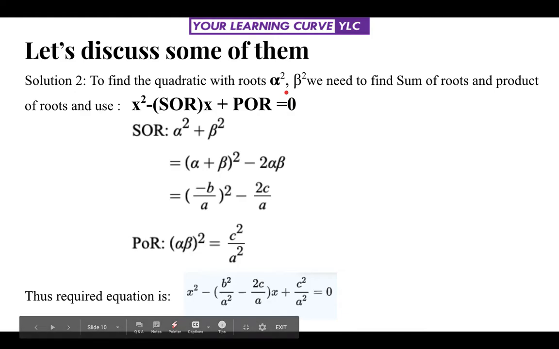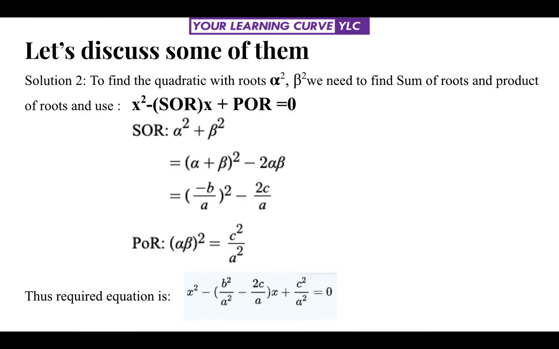So let me clarify one thing very clearly. Alpha beta cannot be part of your answer. You have to find the equation in a, b and c only. Alpha beta cannot be a part of the answer because you are given the equation ax square plus bx plus c.